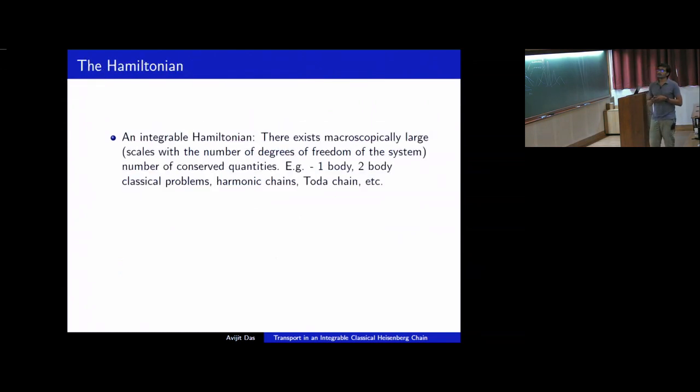So what is an integrable Hamiltonian? What does that mean? Integrable Hamiltonian means we have many integrals of motion, scaling with the degrees of freedom. Some examples are the one-body and two-body classical problems, the harmonic chain, the Toda chain, and many others, but a very small number of systems.